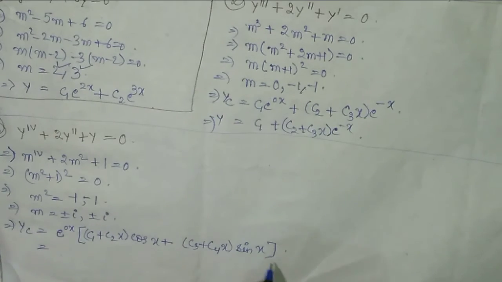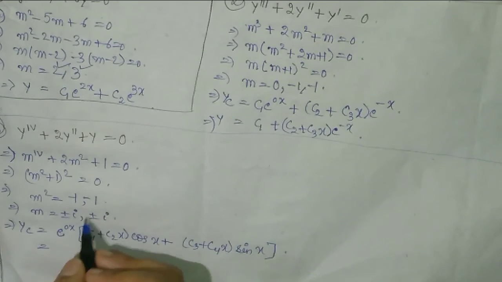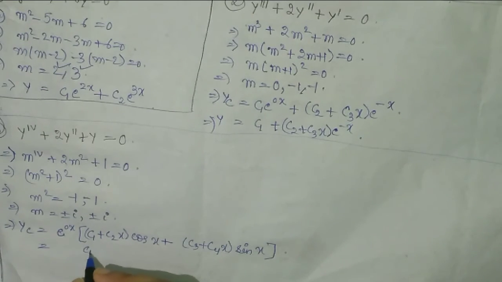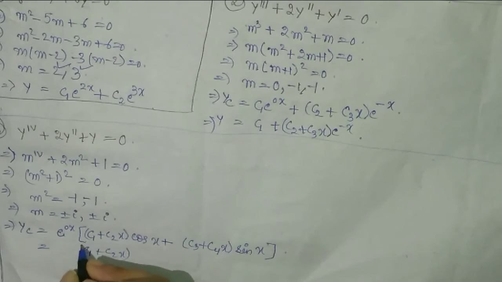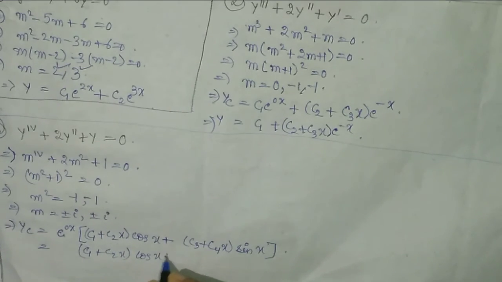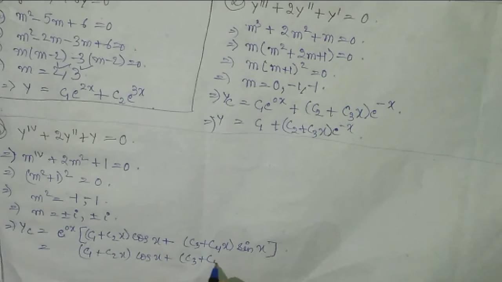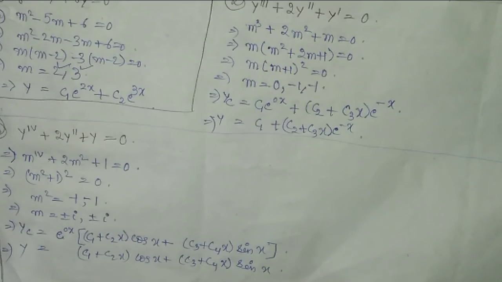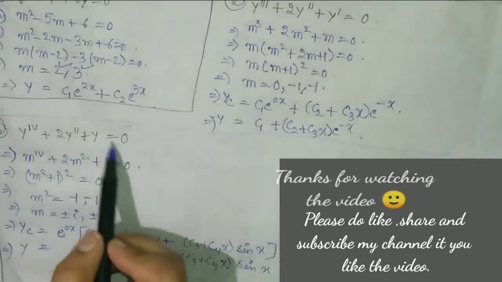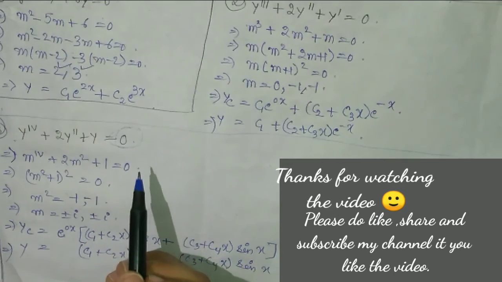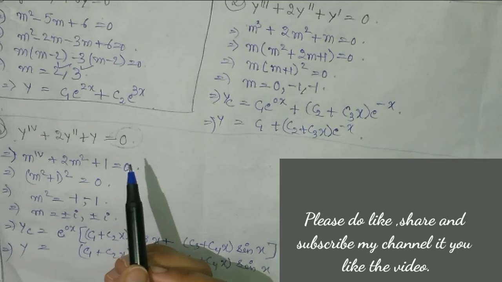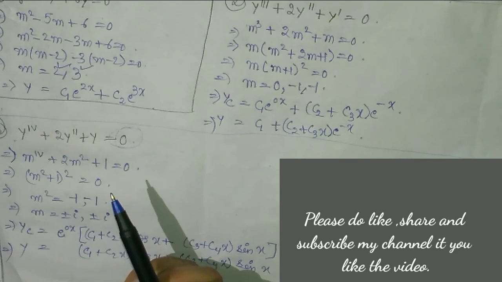We wrote it like this because here the roots are repeated. Now e^0 is 1 and this can be written as (c1 plus c2 x) cos x plus (c3 plus c4 x) sin x. So this is the answer. Whenever the RHS of the equation is 0, then that equation is called a homogeneous equation. So in that case the general solution is equal to the complementary function.